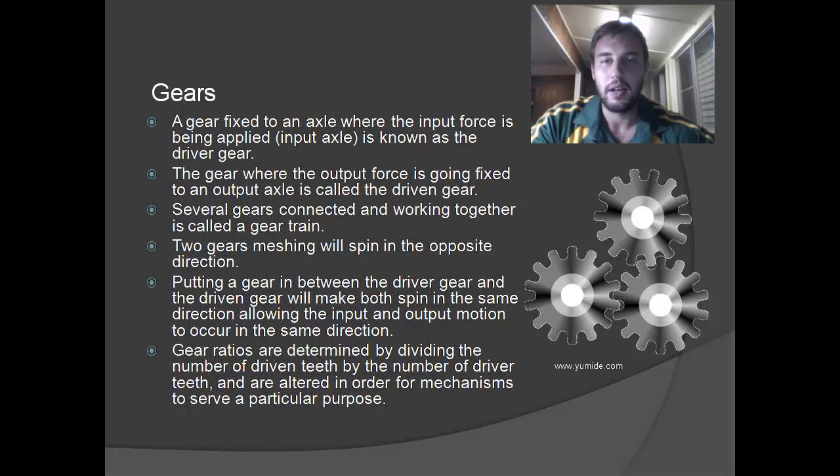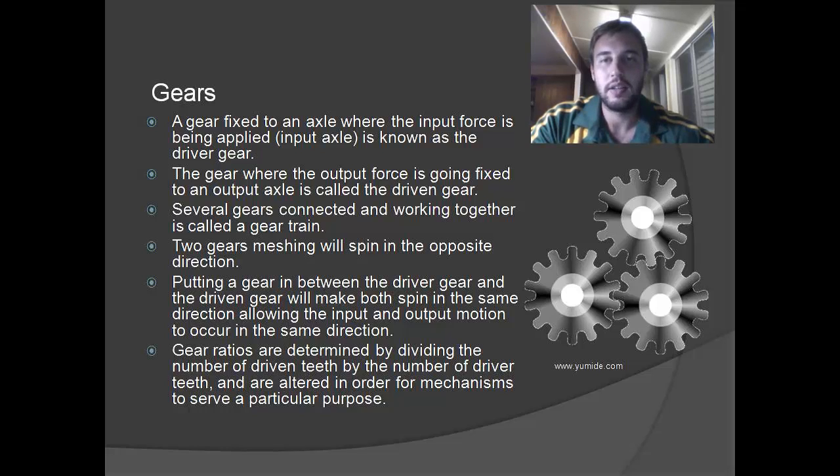A gear fixed to an axle where the input force is being applied, the input axle, is known as a driver gear. The gear where the output force is going, fixed to an output axle, is called the driven gear. Several gears connected and working together is called a gear train. 2 gears meshing will spin in the opposite direction. Putting a gear in between the driver gear and the driven gear will make both spin in the same direction, allowing the input and output motion to occur in the same direction.